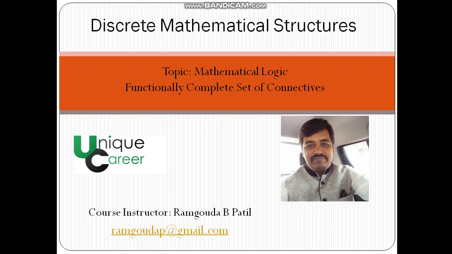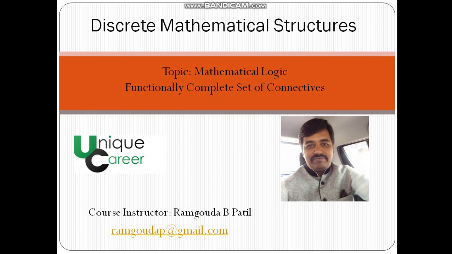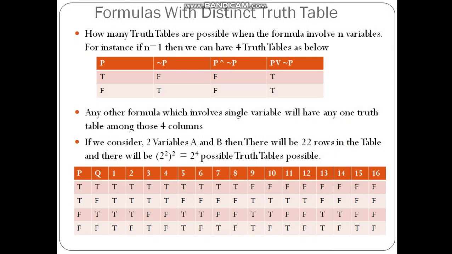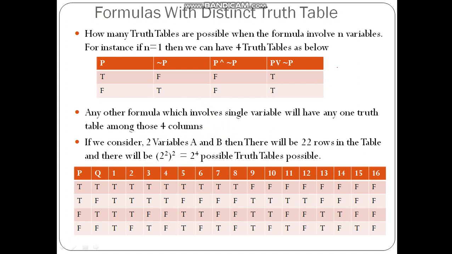So let us move ahead and let us discuss the contents of this particular functionally complete set of connectives. Before discussing functionally complete set of connectives, we need to discuss the formulas with distinct truth tables. So here in this case, what we want to exactly do is find out, for a given n number of variables, how many formulas are possible and how many truth tables are possible.